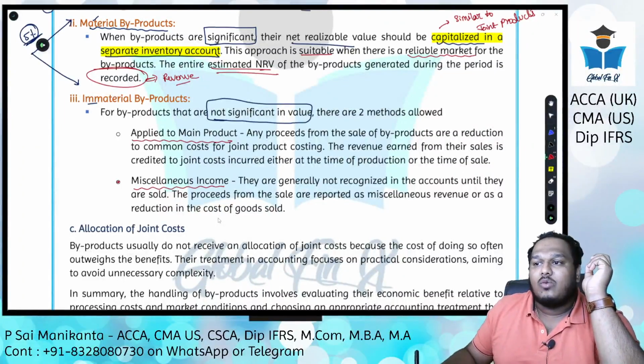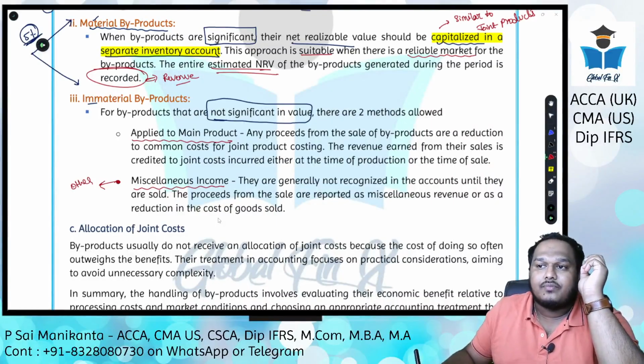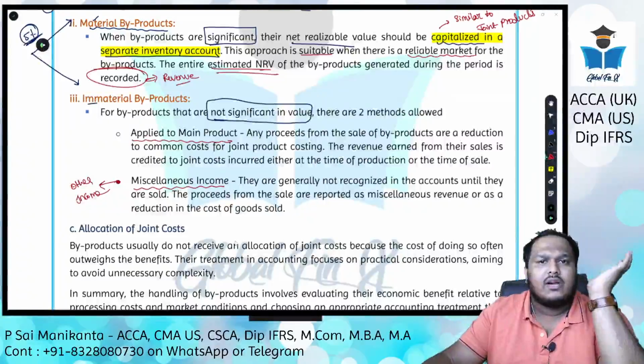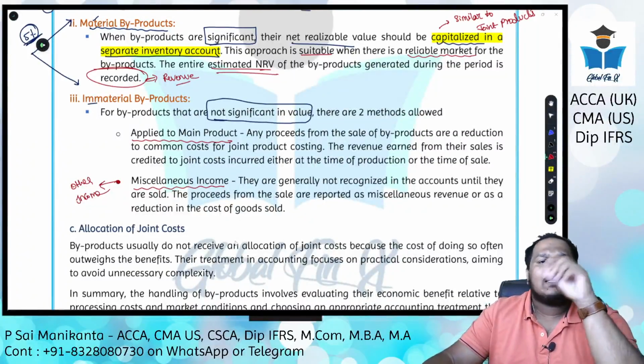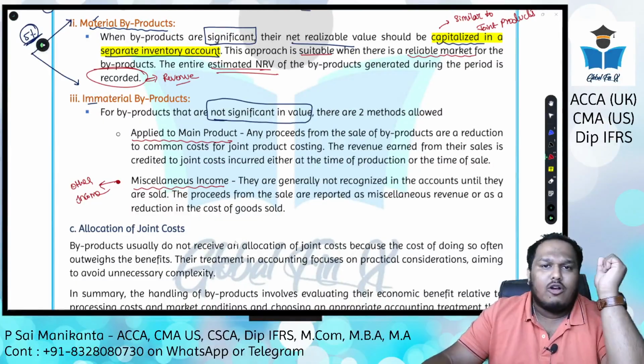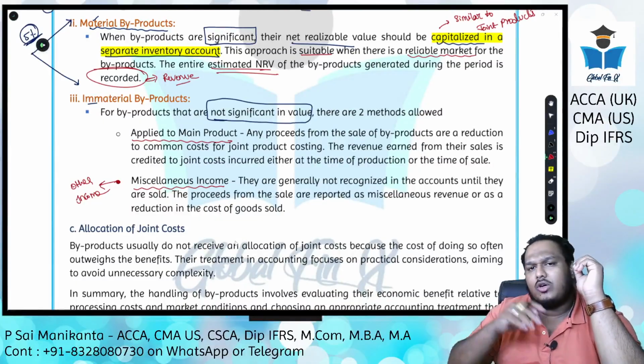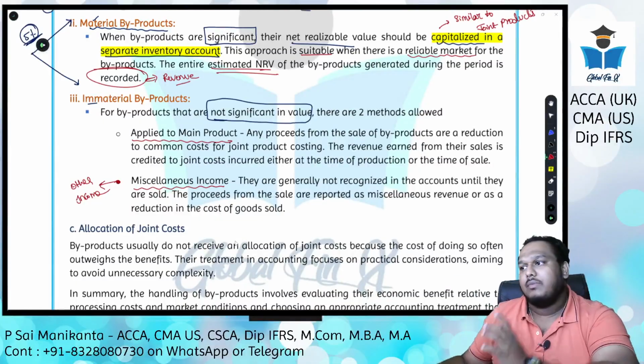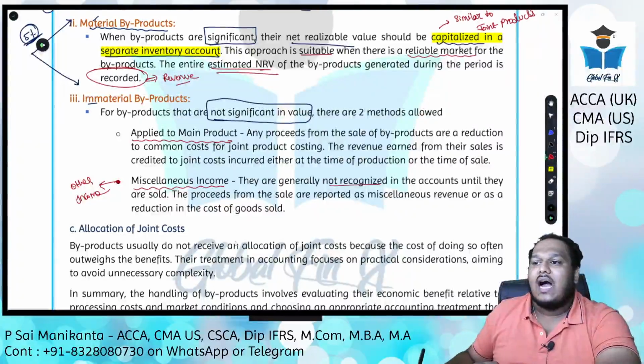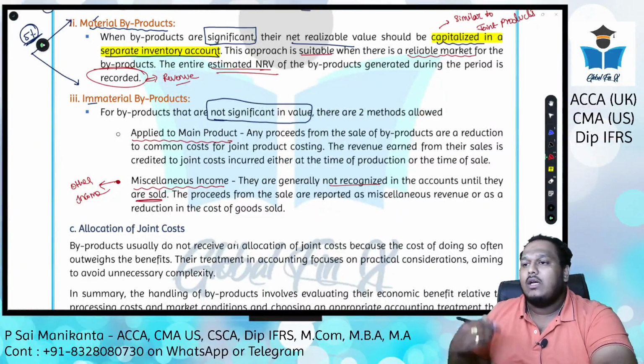First, let's understand what we mean by miscellaneous income. Just treat it as other income. You sold the byproducts and you got $5,000 NRV. In the other incomes, show it as miscellaneous income or sale of byproduct or whatever it is. Just show it directly in the P&L account as other income. They are generally not recognized until they are sold. Only after they are sold can you recognize that.